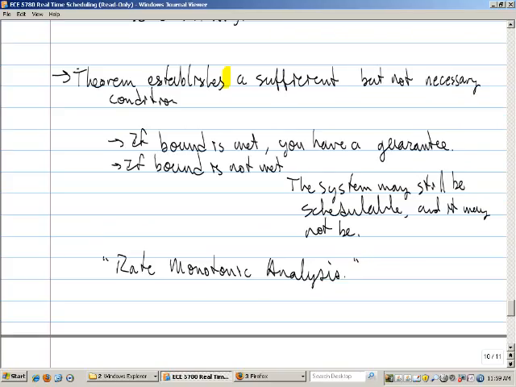So what do we do? Because this equation is sufficient but not necessary, and if it fails, we still want to be able to schedule our processes. So what do we do? How do we solve the problem? And the answer, I think, is somewhere on the board. It's not? I think it is. We use rate monotonic analysis. Now what's rate monotonic analysis?